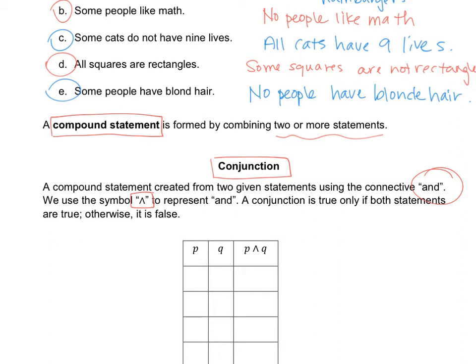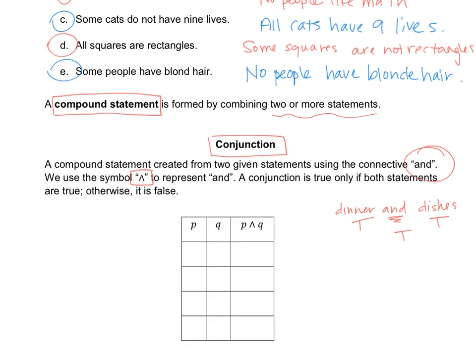Just thinking about it in real life, if I told you that my husband made dinner and he did the dishes, the only way that this statement could be true is if he did the dinner and he did the dishes. Then the and would be true. Let's think about that in terms of P and Q. P is just going to be any statement, and Q is going to be some other statement. You see the conjunction symbol in there meaning and.